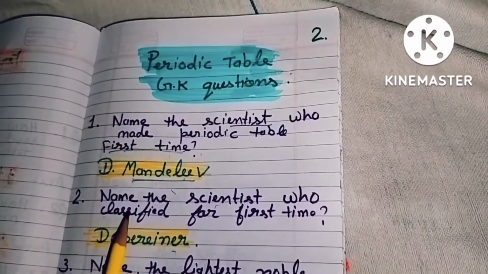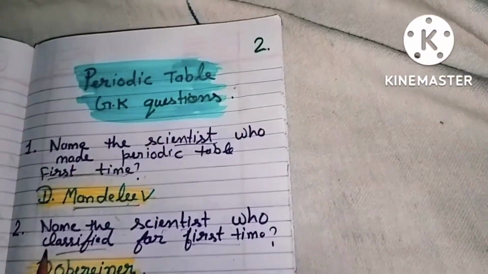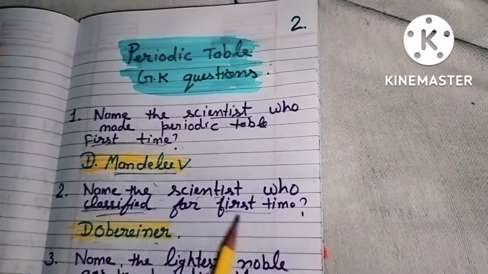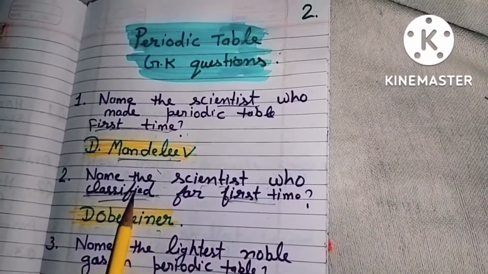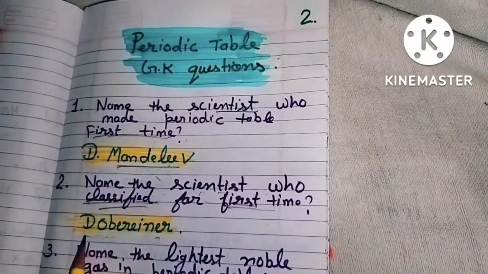Next, name the scientist who classified elements for the first time. Classification, meaning the first classification of the elements in the periodic table, was done by Dobereiner.